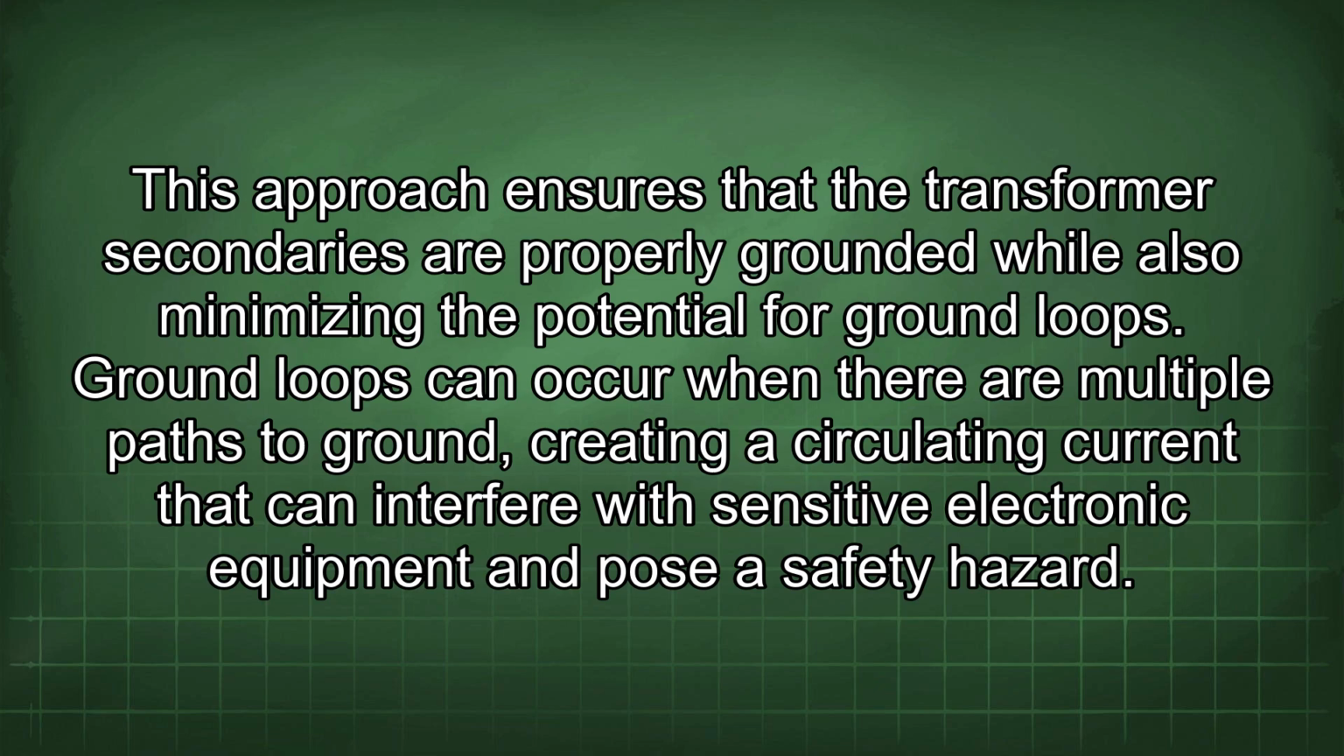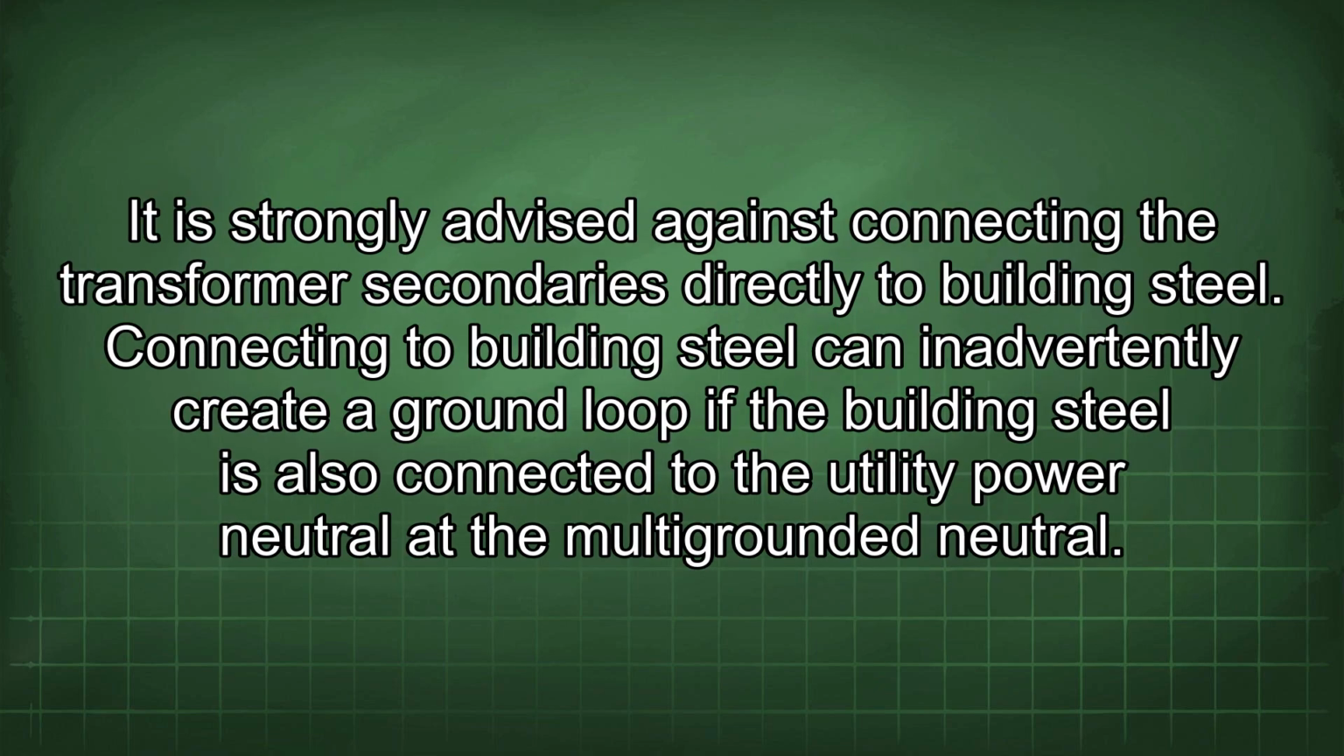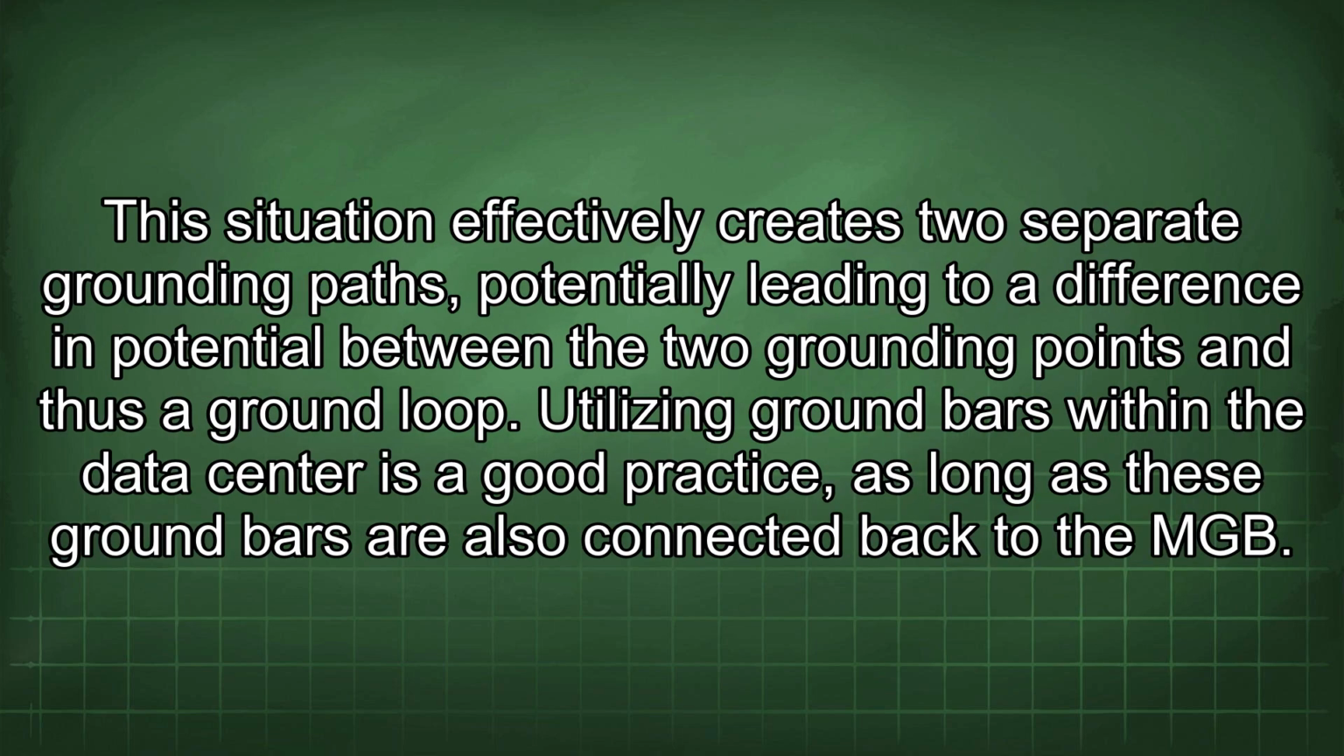Ground loops can occur when there are multiple paths to ground, creating a circulating current that can interfere with sensitive electronic equipment and pose a safety hazard. It is strongly advised against connecting the transformer secondaries directly to building steel. Connecting to building steel can inadvertently create a ground loop if the building steel is also connected to the utility power neutral or the multi-grounded neutral. This situation effectively creates two separate grounding paths, potentially leading to a difference in potential between the two grounding points and thus a ground loop.